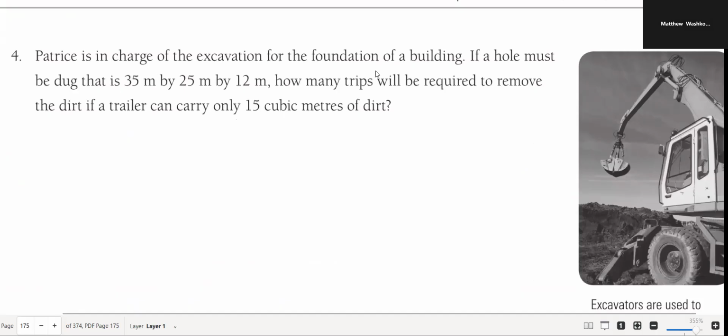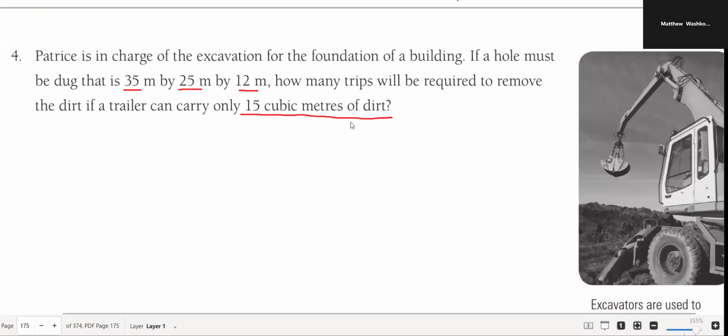Patricia is in charge of the excavation for the foundation of the building. A hole must be dug that is 35 by 25 by 12 meters. So, question one, how many trips will be required to remove the dirt if a trailer can only carry 15 cubic meters of dirt, right?